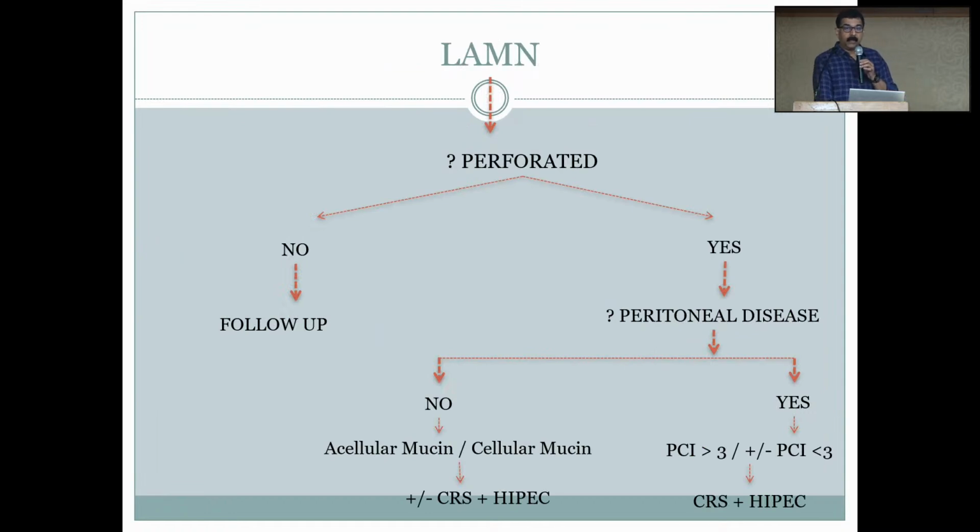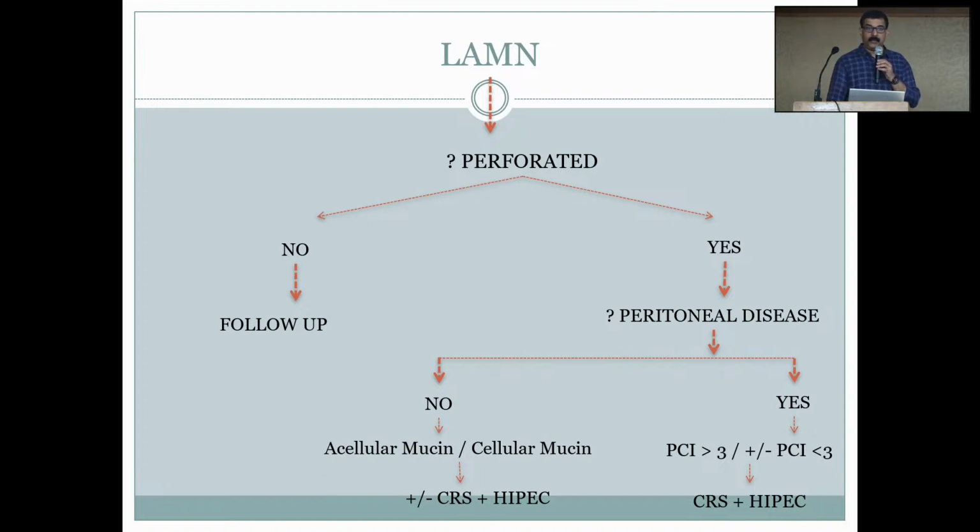Coming to the LAMN, or low-grade mucinous appendiceal neoplasms: if it is not perforated, we can clearly follow up and keep the patient under surveillance. If it is perforated, we look to see if there is any peritoneal disease. If there is no peritoneal disease, we have options of surveillance as well as prophylactic HIPEC, that is cytoreductive surgery with HIPEC, but no radical right hemicolectomy is warranted. Limited peritonectomy and HIPEC can be considered.